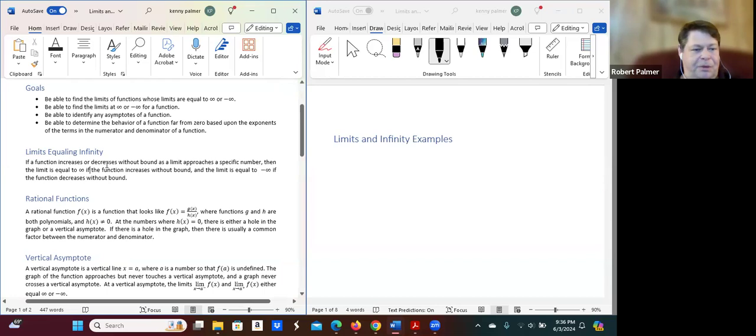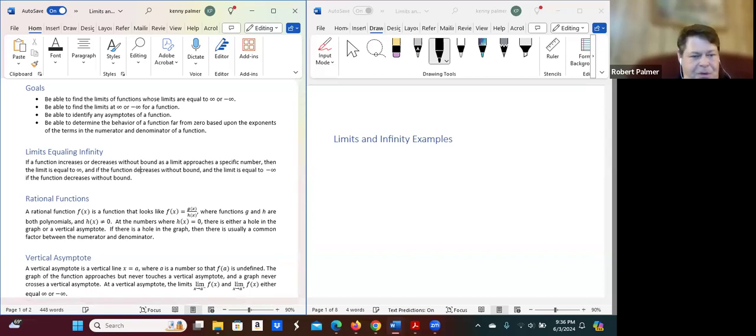Let me go ahead and correct that. There should be, I should say, and if the function decreases, oh, there are some copying and pasting errors here. The function decreases without bound, then the limit is equal to negative infinity. Okay.